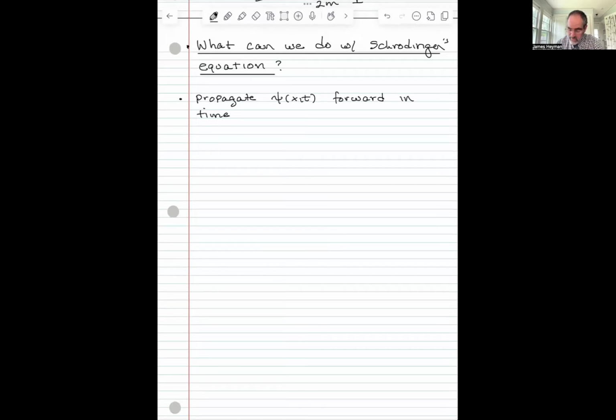So using Schrodinger's equation, we can propagate the wave function forward in time. All right? What does that mean? What I mean is that, given psi of x at some time t0, we can find psi of x at any other time. I say propagate the wave function forward in time, but actually the same technique lets you propagate backward in time too. Okay?